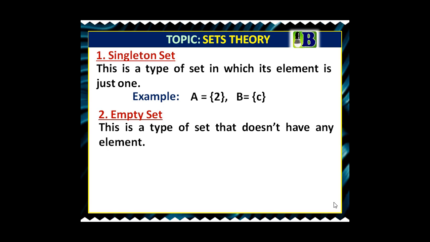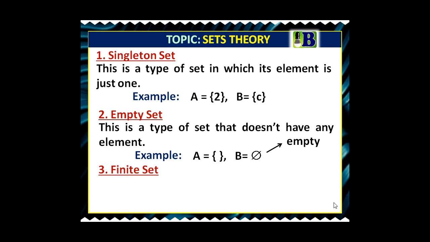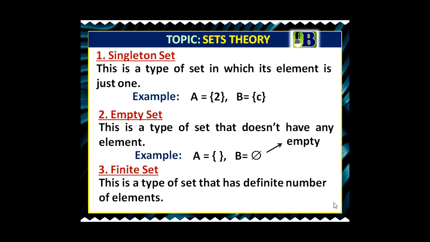Then we have the empty set. This is a type of set that does not have any element. Set A is equal to { }. If you look at it very well, you discover that there is nothing inside the curly bracket. But if you don't want to represent it that way, you can also represent it this way by using B is equal to ∅. That symbol portrays empty. So anytime you come across that symbol, it is telling you that that set is empty.